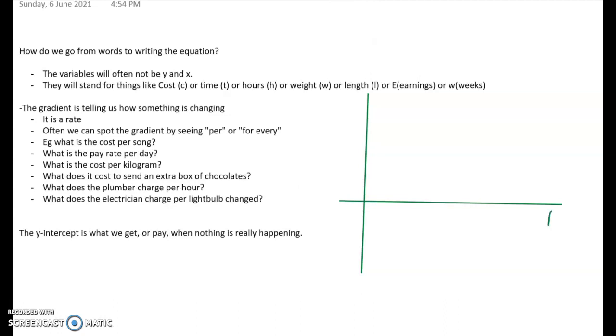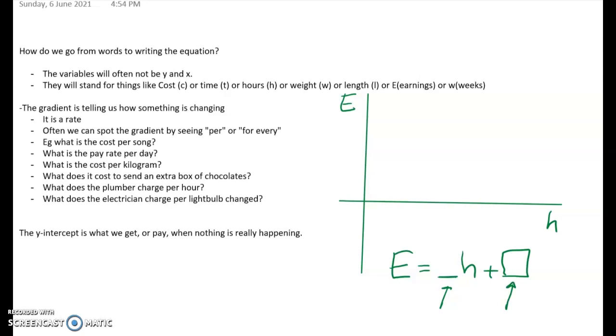We might have h for the number of hours and e for the amount that someone earns. And that means that my equation will start off e equals something times h plus a number, right? This will be my gradient number, and this will be my y-intercept number.